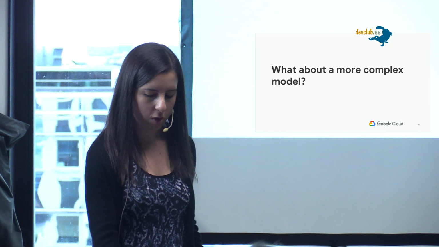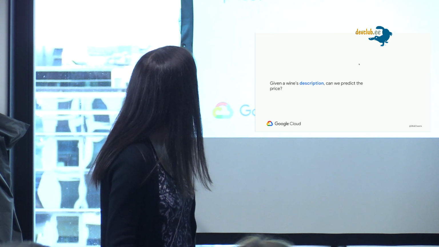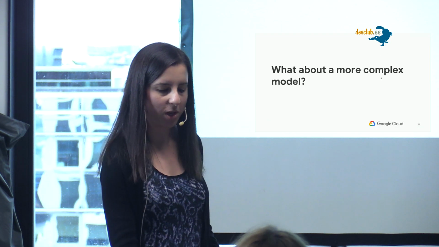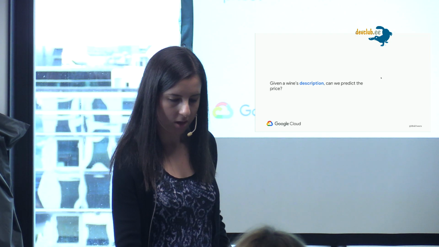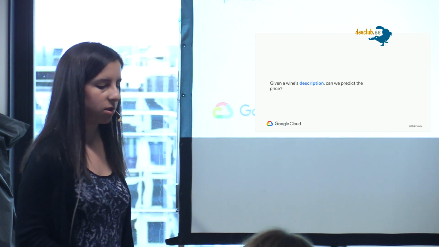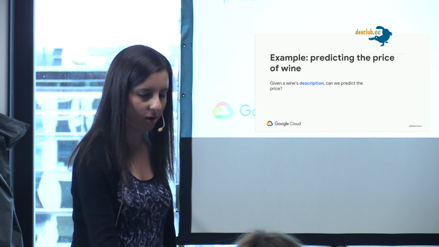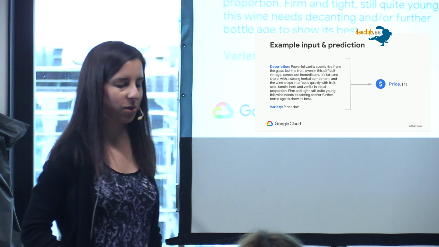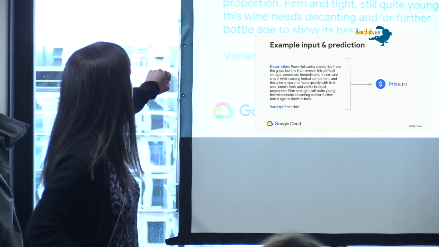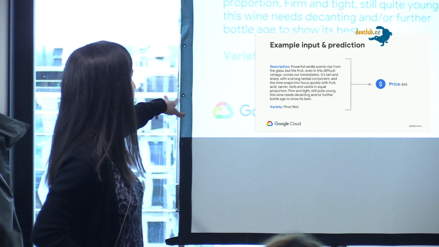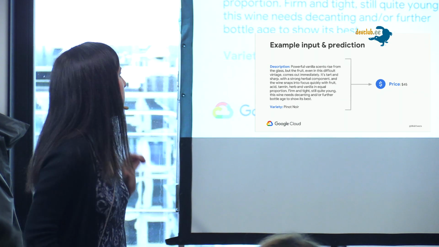So what about a little bit more complex text analysis model? That's weird. The headline for this slide is not showing up, but hold on. So we're going to see, given a wine's description and variety, can we predict the price of the wine? Oh, there it goes. So this is what the example input and prediction to our model look like. We're going to take the description, the variety, in this case it's a Pinot Noir, and our model will output what it thinks the price is.